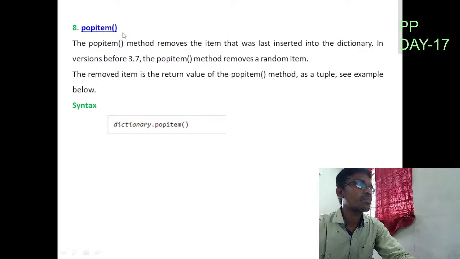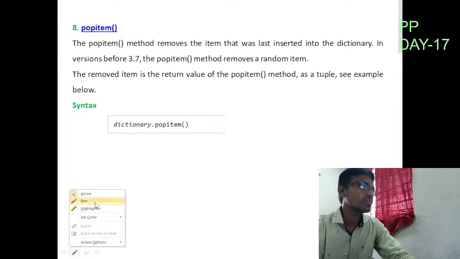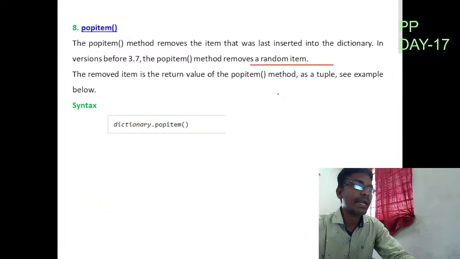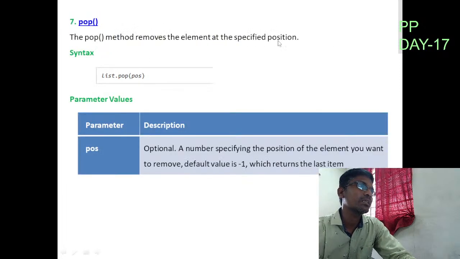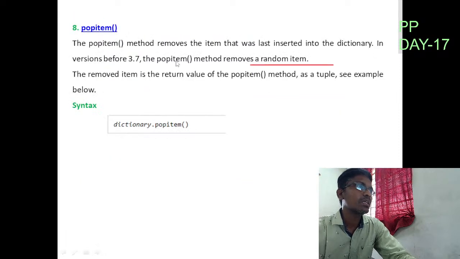So next one is popitem. In this popitem method, it will remove elements in random order, whereas the pop method will remove the element at a specified index position. Based on that index position, it will return the value and pop the element from the given list. Whereas popitem will remove elements randomly.